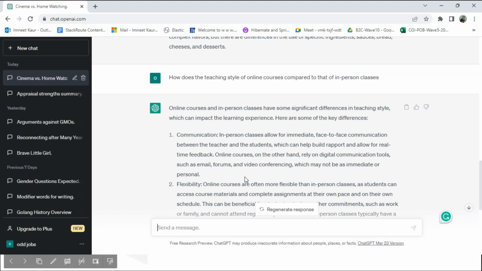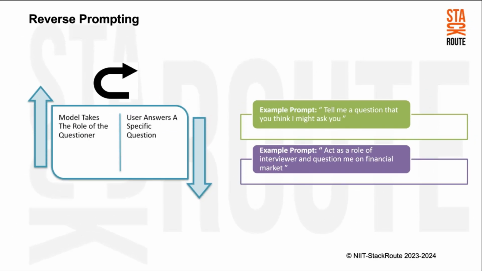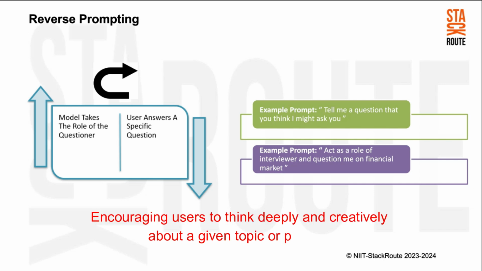Now let's look at another prompt engineering technique, which is reverse prompting. Reverse prompting in ChatGPT is a technique where instead of the user providing a prompt, the model provides a prompt for the user to respond to. In other words, the model takes on the role of a questioner and prompts the user to answer a specific question or provide a specific piece of information. This approach can be useful in encouraging users to think deeply and creatively about a given topic or problem.